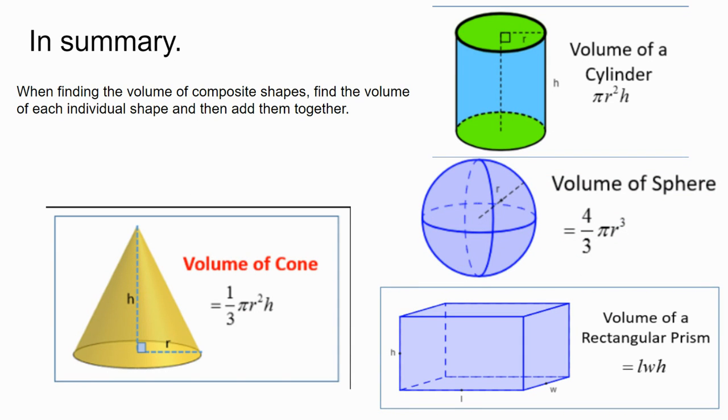Okay, so in conclusion, when you are finding the volume of a composite shape, you need to find the volume of each individual shape and then add them together. Just be careful, make sure that if there's half of a shape like we had when we did the volume of the sphere, that you're dividing that by 2.